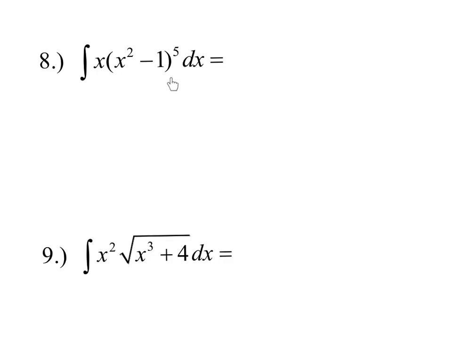So we have something being raised to the 5th power, and what's being raised to the 5th power? Well, a function of x. So this is a good time to use u substitution, and what you want to choose for u is that inner function, okay? So we're going to let u be x squared minus 1. Then du would be 2x dx.